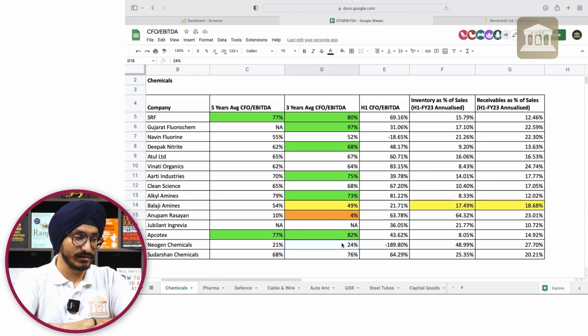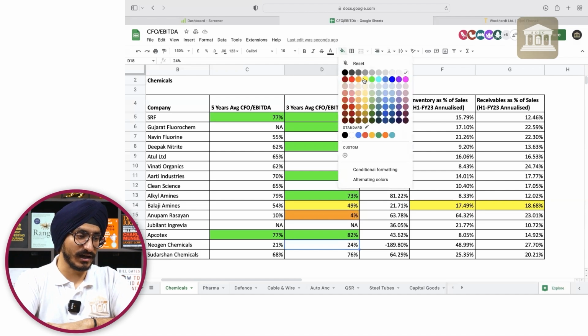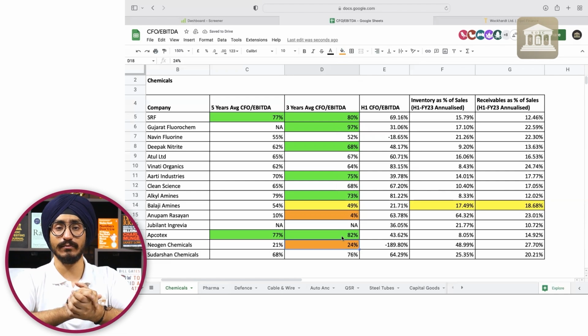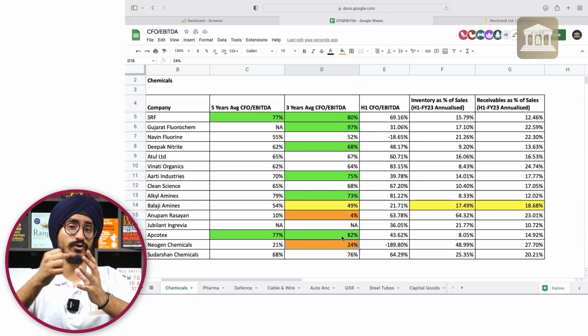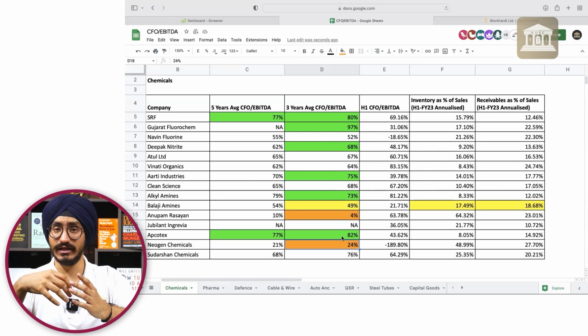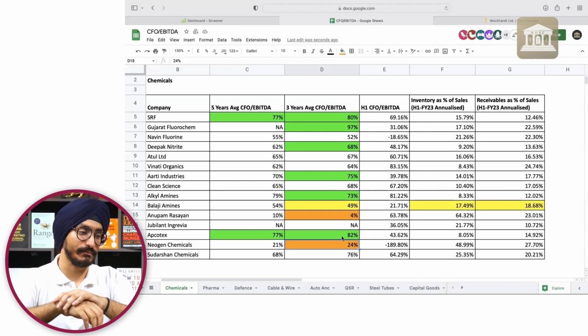Even for Neogen Chemicals, it is barely 24% in the last 3 years average. So basically only 24% of their cash operating profits they've been able to convert into cash flow from operations. So the company will have to keep taking debt, or the company will have to keep raising equity to invest in future capex. So this is with the chemical sector.